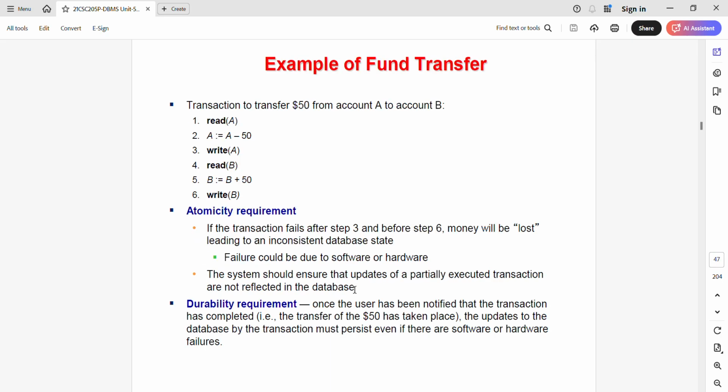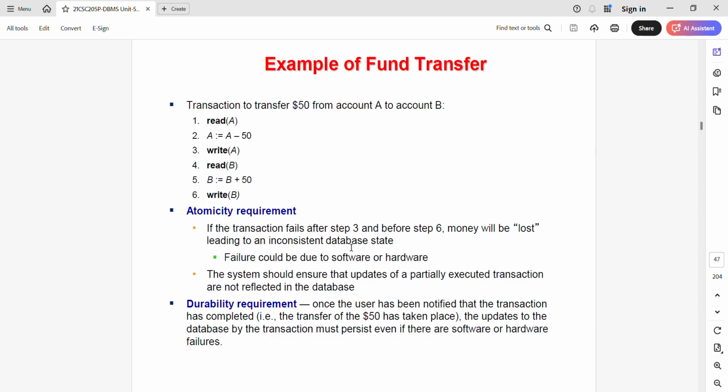This is the same example I have given here. In a transaction there are four properties we need to maintain: atomicity, durability, consistency and isolation. These are the ACID properties, and the first property is atomicity. In atomicity, suppose the transaction fails after step 3 and before step 6. As I said, after the third step, if my transaction fails, my money will be lost. So it may lead to an inconsistent database state.